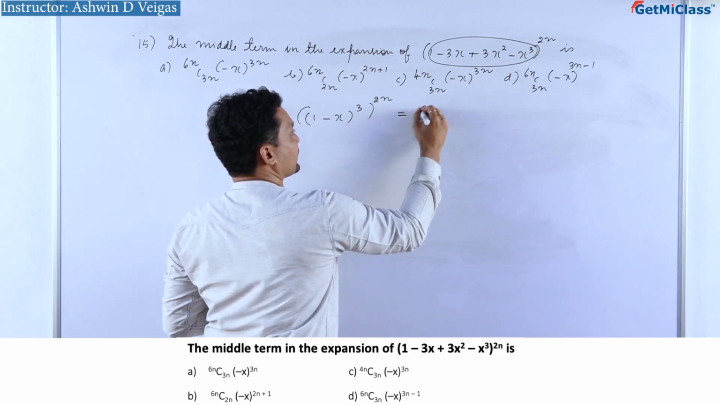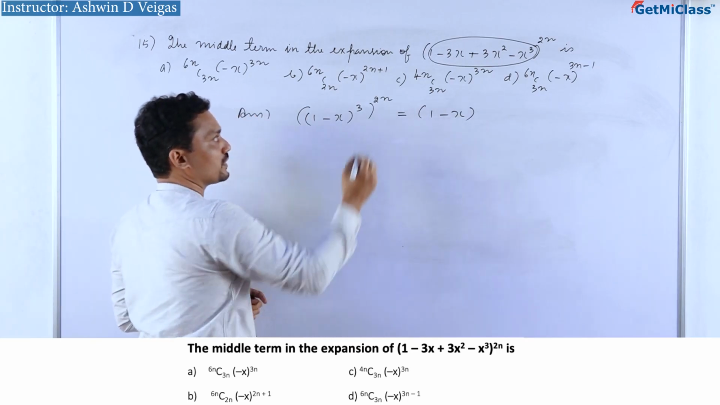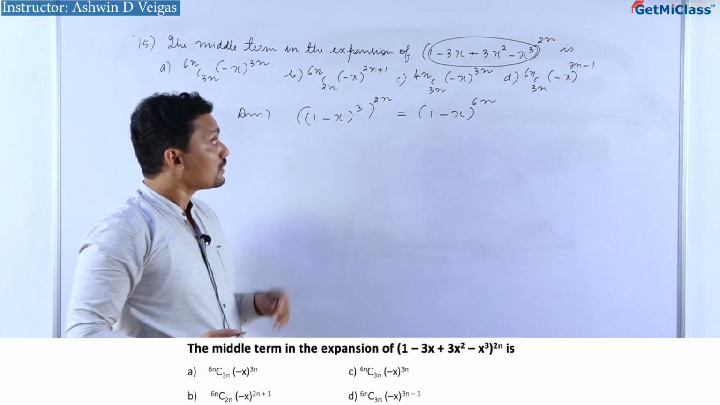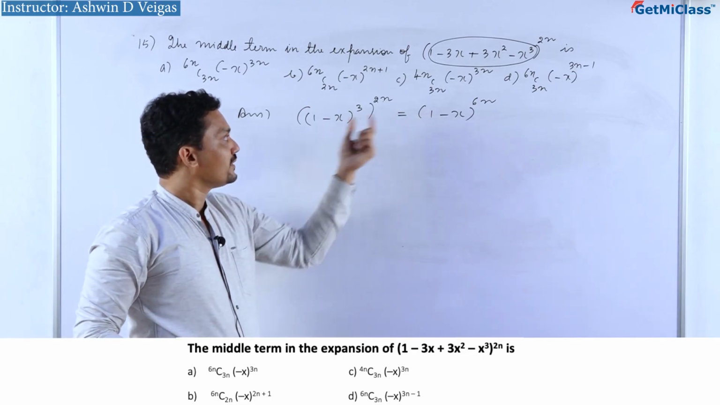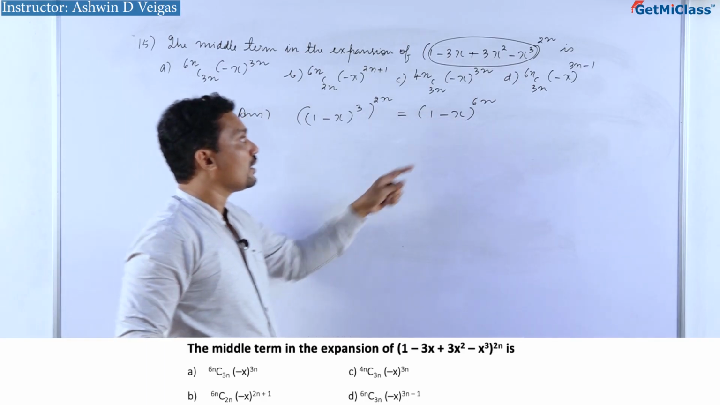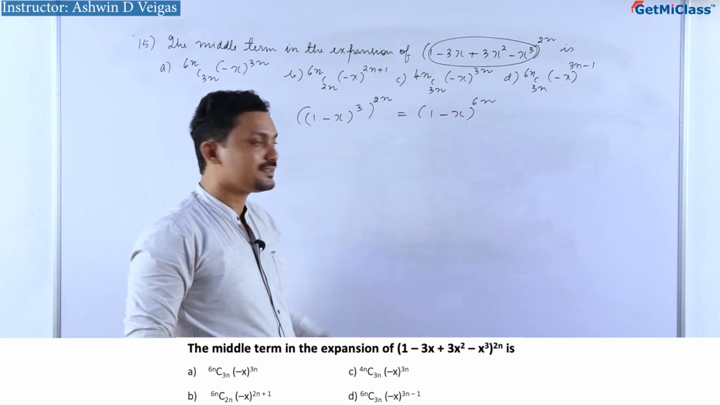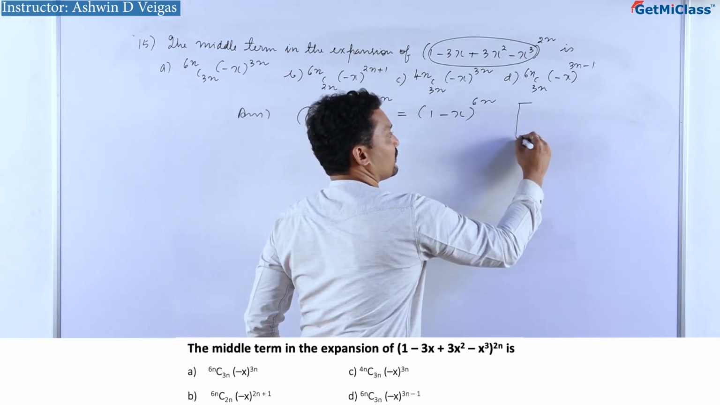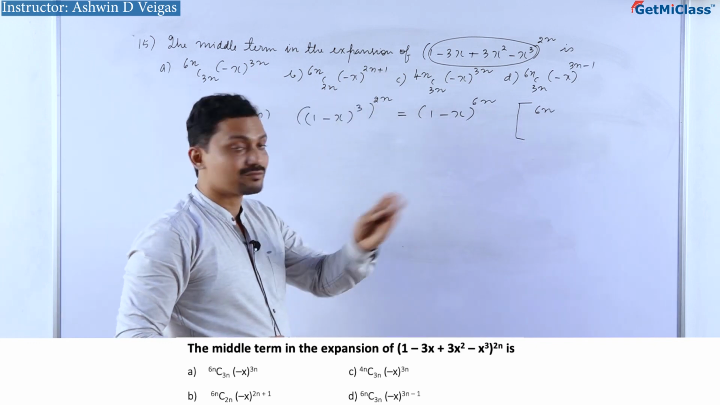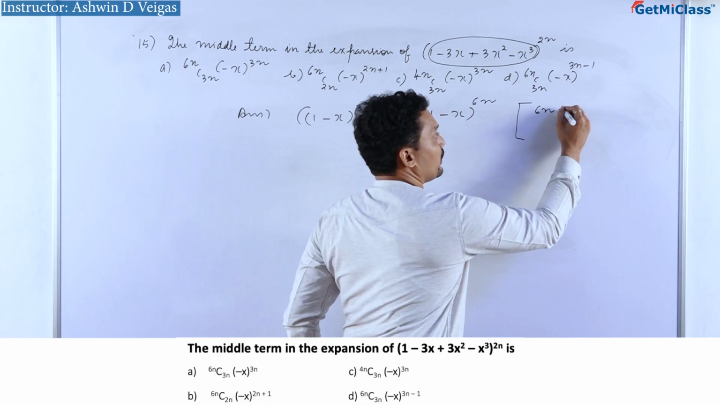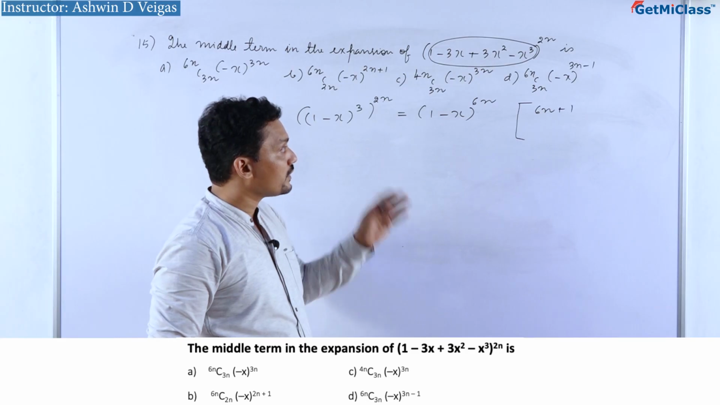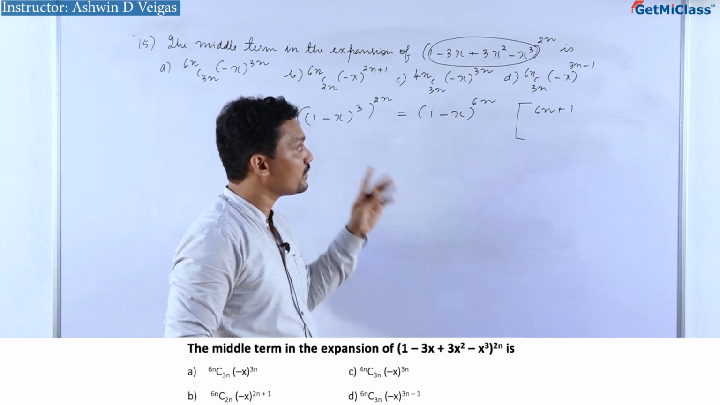and therefore this is nothing but (1 - x) power 2n into 3, so this is 6n. Now, they are asking what is the middle term in this expansion. Since the power of the binomial is 6n, there will be 6n + 1 terms in the expansion, because the number of terms is always 1 more. And in those 6n + 1 terms you have to find which is the middle term.